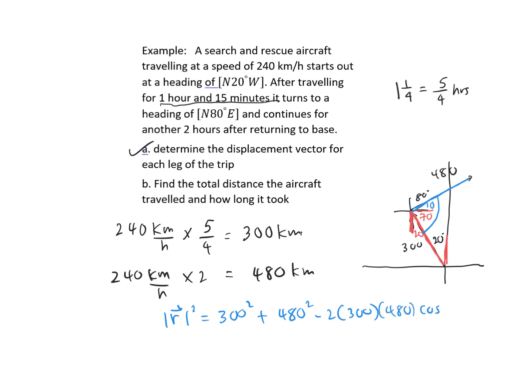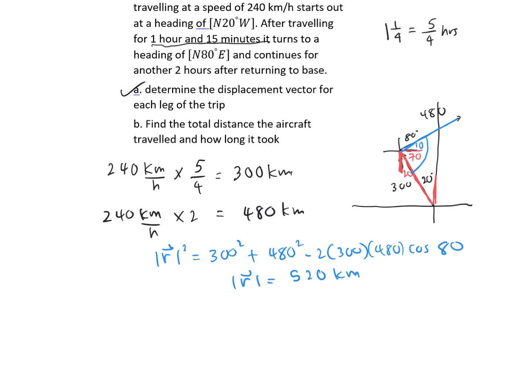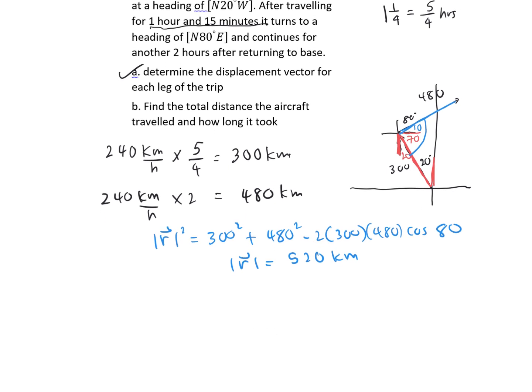And we're using the angle 80. So if we type that into the calculator, we get a final result of 520 kilometers. Okay, so the total distance traveled is 300 plus 480 plus 520. So 1,300 kilometers.